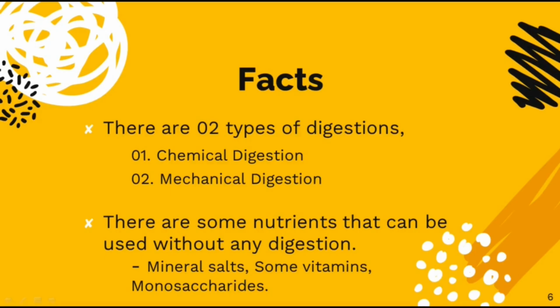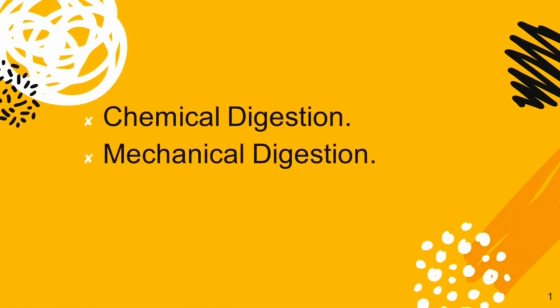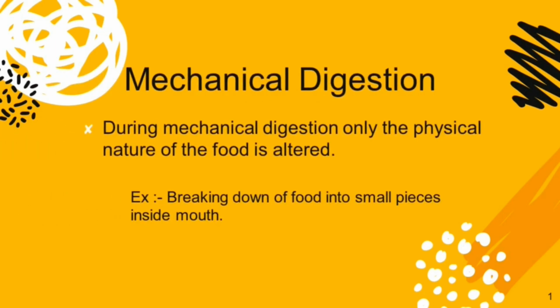Okay, now we have to talk about some other factors regarding the digestion process. First, we will talk about mechanical digestion and chemical digestion. Let's start with mechanical digestion. Here, only the physical nature of the food is destroyed. For example, breaking down food into small pieces in the mouth cavity. Okay, now we have to talk about chemical digestion also.